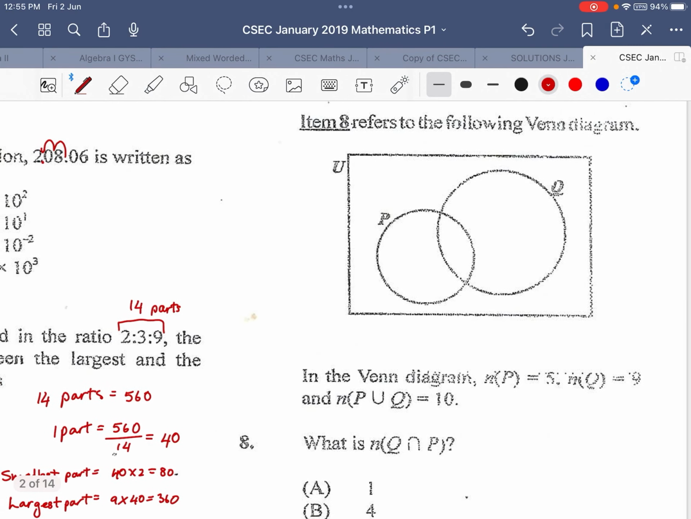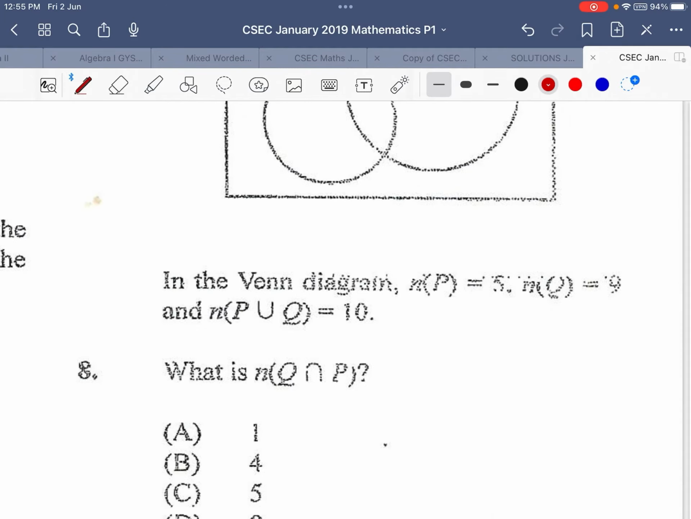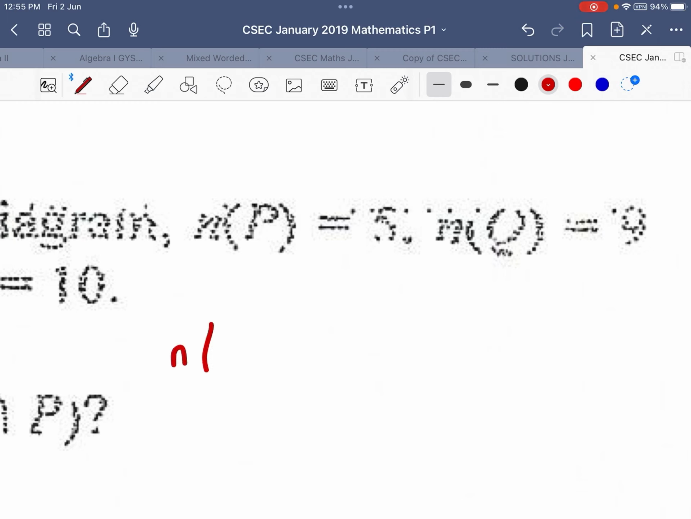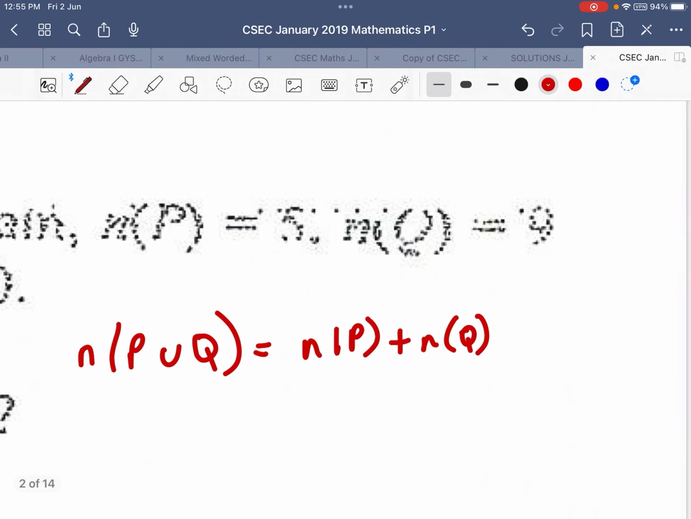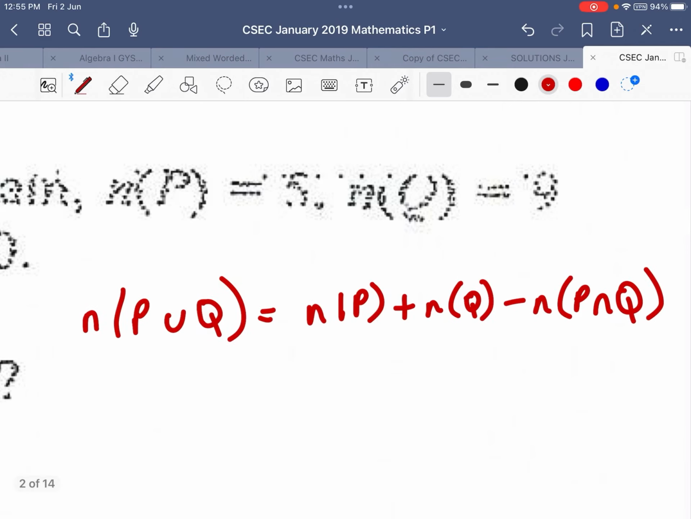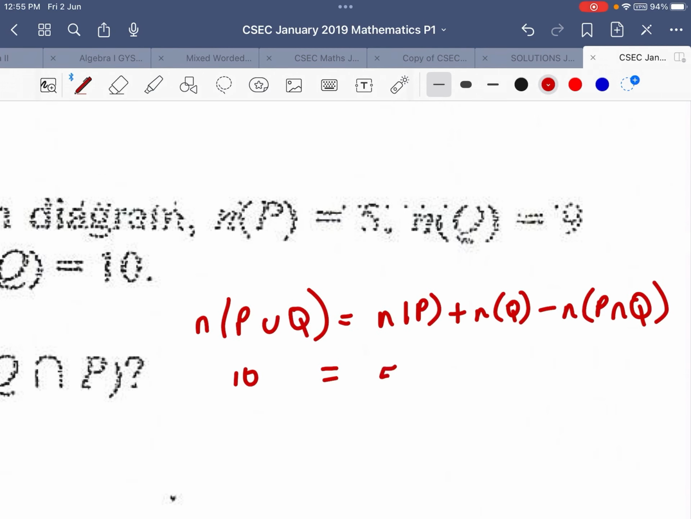Okay, item 8 refers to the following Venn diagram. In the Venn diagram, n(P) equals 5, n(Q) equals 9, and n(P union Q) equals 10. So they ask, what is n(P intersect Q)? Right, so the formula is n(P union Q) is equal to n(P) plus n(Q) minus n(P intersect Q). So this is essentially algebra. We would input the values according to the question.